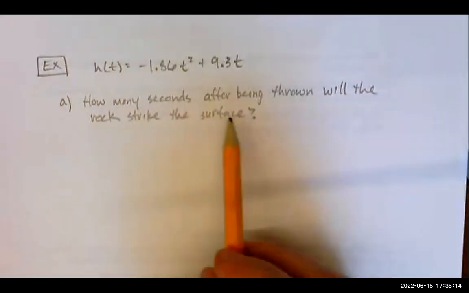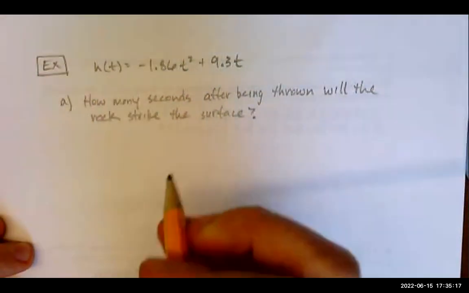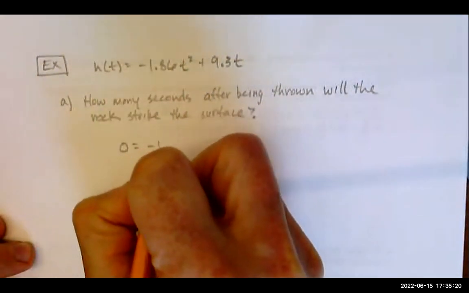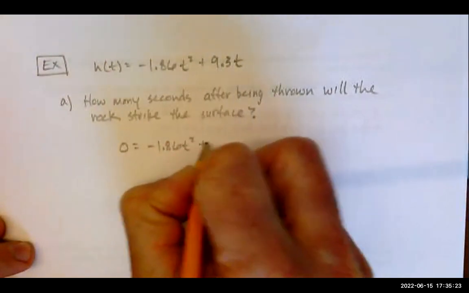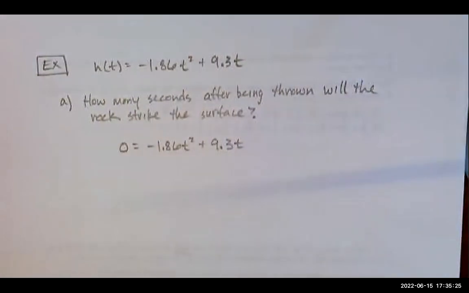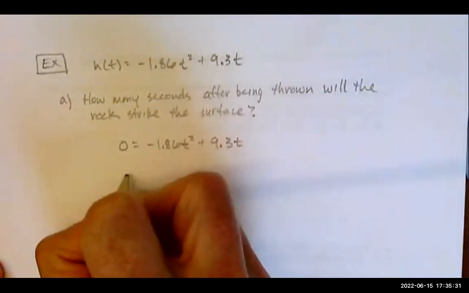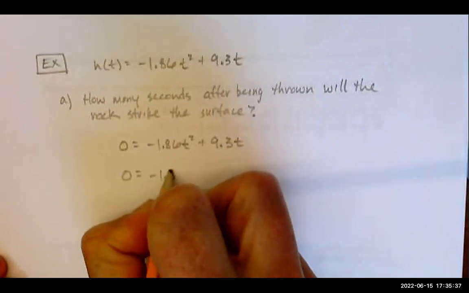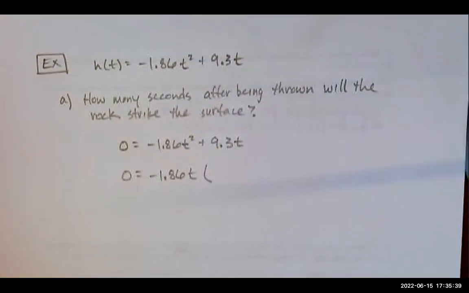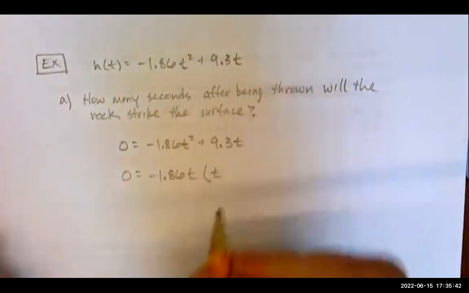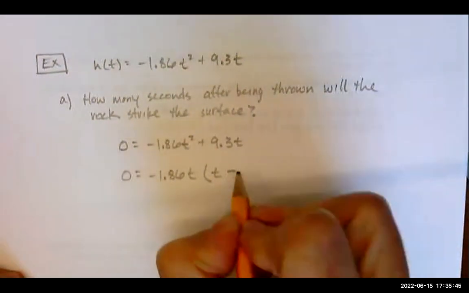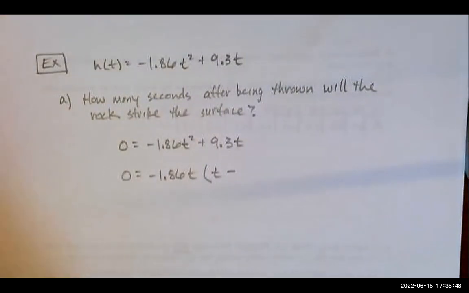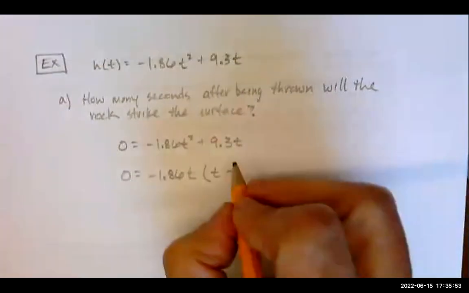Well, when it strikes the surface or strikes the ground, that's when the height is 0. So I can set this equal to 0 and solve for t. It turns out, even though we have these decimal numbers, if we factor out negative 1.86 t, this is going to work out okay for us. So factoring this would leave t minus, let me just grab my calculator here, 9.3 divided by 1.86 turns out to be 5.